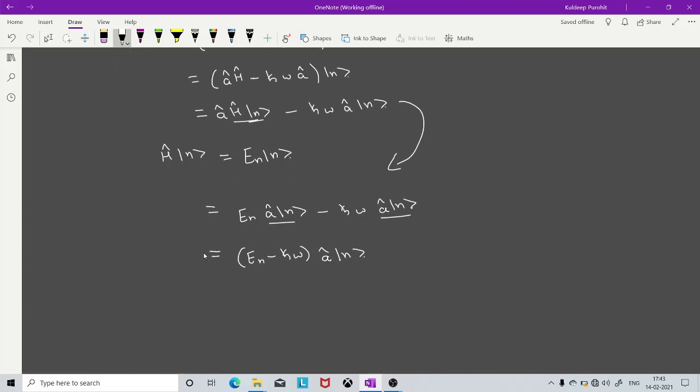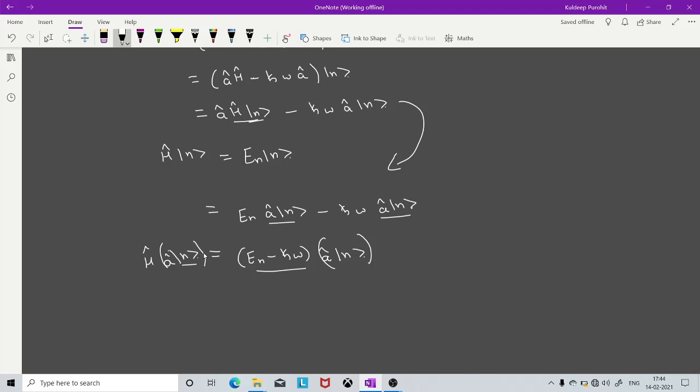So when the Hamiltonian operator along with the a operator operates on the state n, it will reduce the energy of that system by a factor of minus h cut omega.